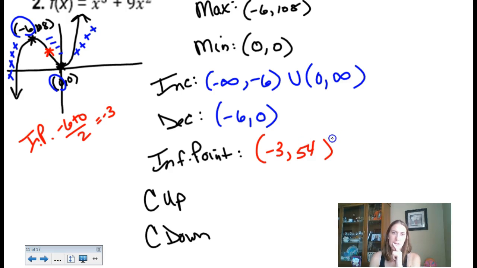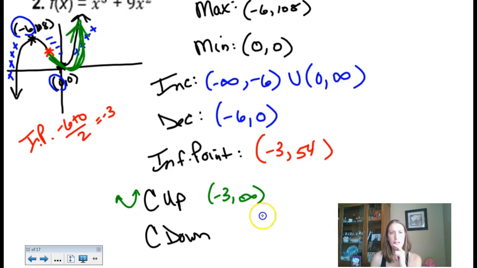And then, if you notice, concave up would be a happy face. So this is not a happy face, but from here to here is. So this is my concave up part right here. So that is from, what did we just find? Negative 3, right? So negative 3 to infinity. And then it's concave down from here to here. That's a sad face. Any part of the sad face. So that would be from negative infinity to negative 3.